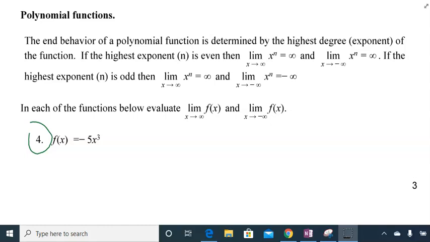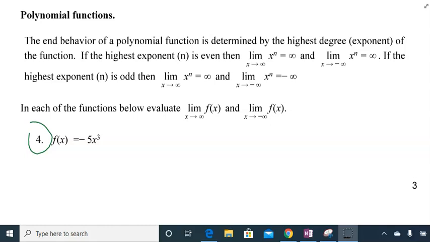And also, in these cases, you have to think about if you have other things affecting what is happening apart from just the standard. You have to think about transformations as well. Alrighty, so question: in each of the functions below, evaluate the limit as x approaches infinity of f of x and the limit as x approaches negative infinity of f of x.